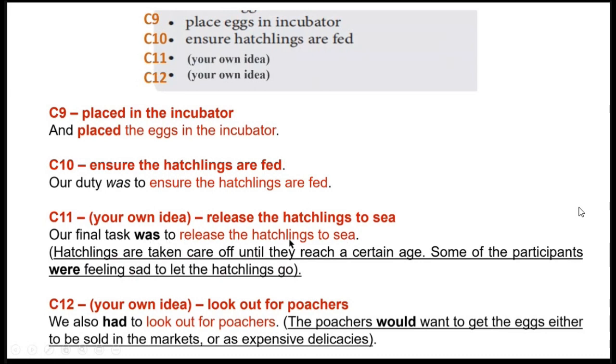Okay, our final task was to release the hatchlings to sea. Okay, different from number 10. Number 10 is ensure the hatchlings are fed. So our duty was to ensure the hatchlings are fed. Whereas content point number 11 is your own idea. So, release the hatchlings to sea. Why? I'm giving you an example of what if in SPM they change C11 and C12 to your own idea. Like it or not, you cannot take the other points that are already given to you. You must come up with your own ideas.